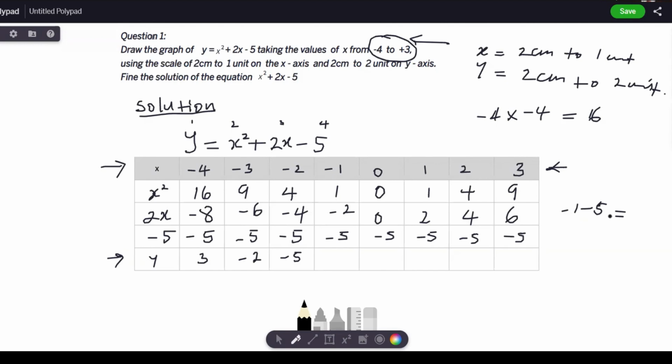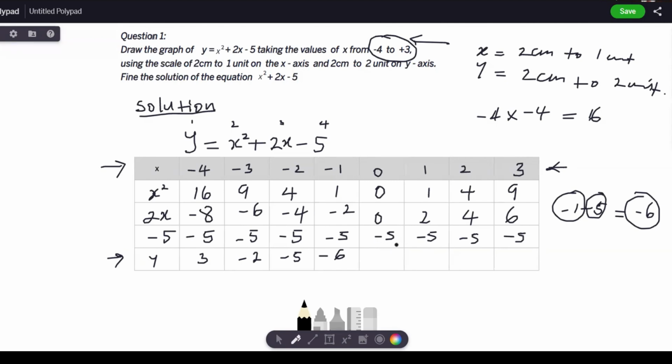Now, this is like addition in the negative direction. So we have minus 6. So if you're owing somebody 1 naira and you borrowed an extra 5 naira, that means you're owing a total of 6 naira. So that's what it means. So this is minus 6.